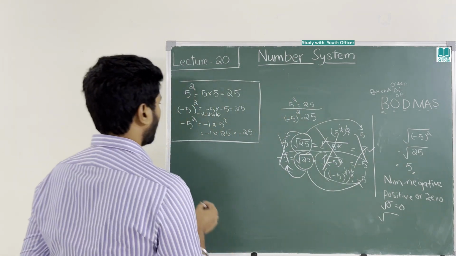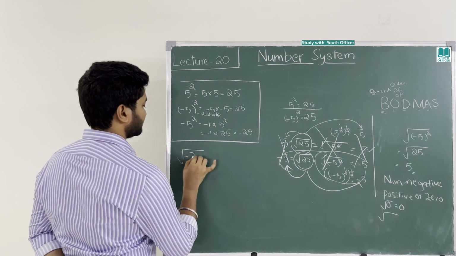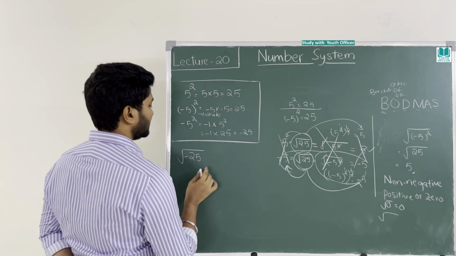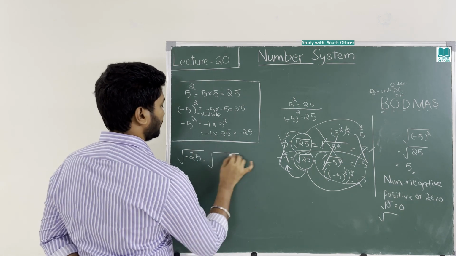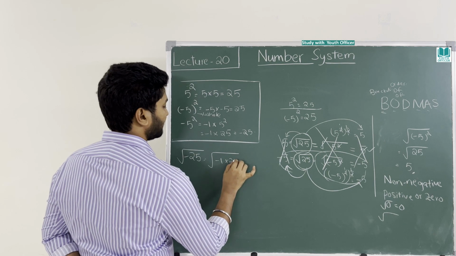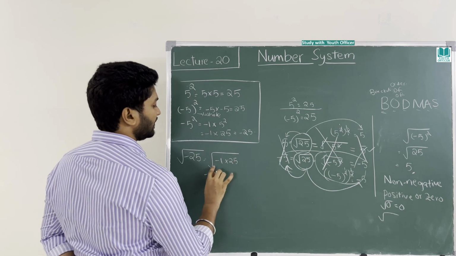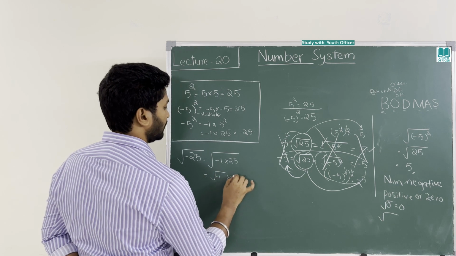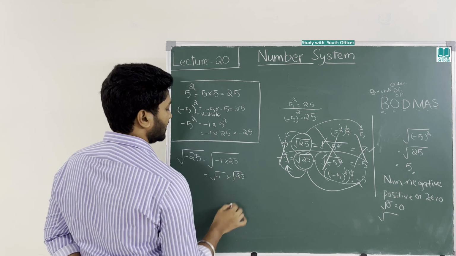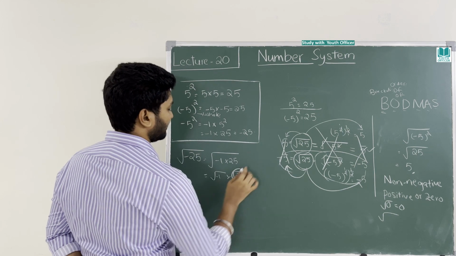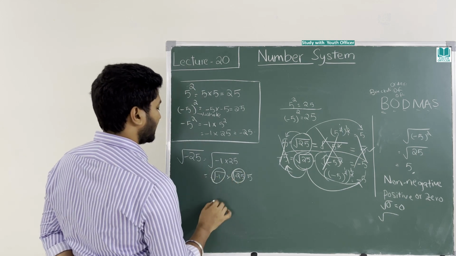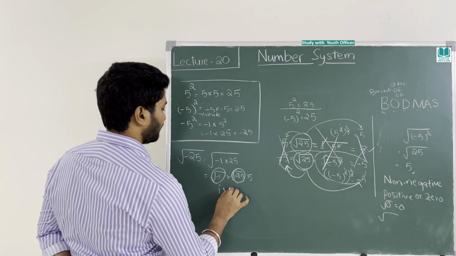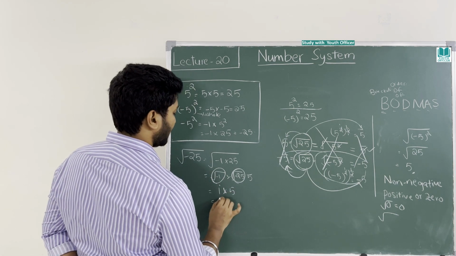Sir, what about square root of minus 25, sir? Square root of minus 25 will be written as square root of minus 1 into 25. Then they both will be divided into square root of minus 1 into square root of 25. Square root of 25 value is 5. Square root of minus 1 is called i, the imaginary number, into 5. This is 5i.